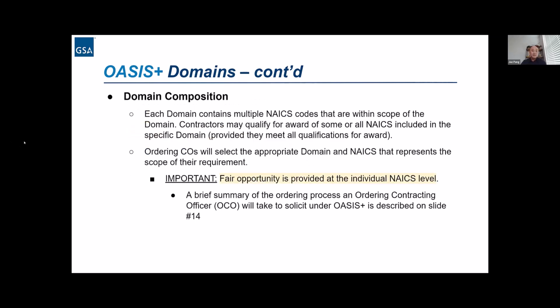As mentioned before, each domain includes multiple NAICS, and the ordering contracting office will select one domain and one NAICS under the contract family selected, assigned to each solicitation. I'll speak more about the scope and the ordering process throughout this presentation.